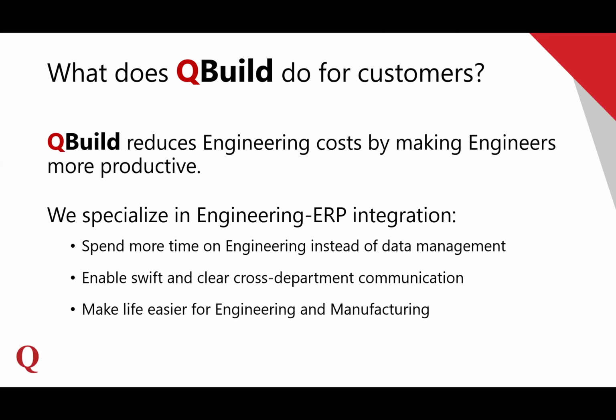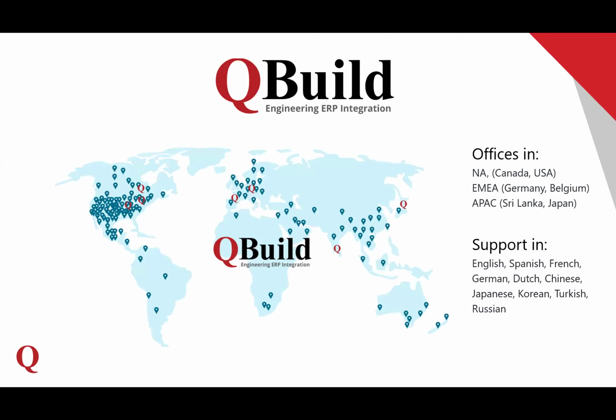So QBuild software, what we do is all of our products and activities here revolve around reducing engineering costs by making engineers more productive. So we really specialize in that engineering to ERP integration, allowing engineers to spend more time on engineering instead of data management, enabling swift, clear, cross-department communication, making life easier for engineering and manufacturing folks on both sides of that equation.